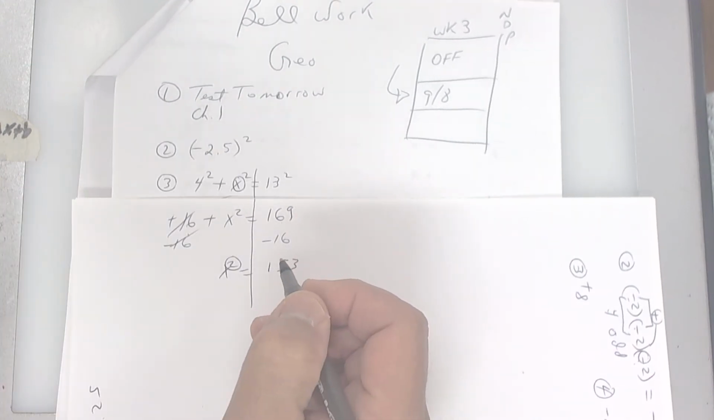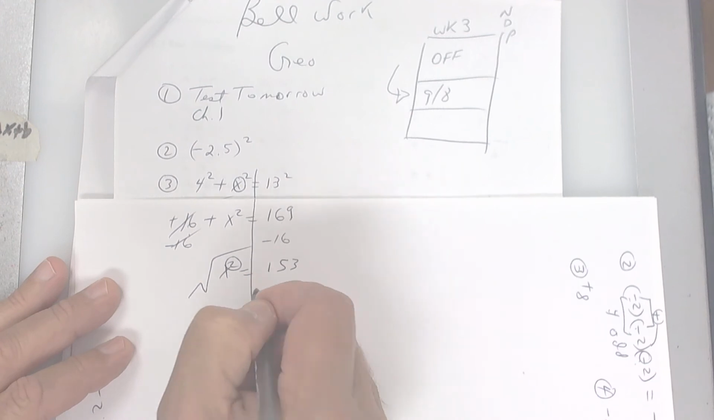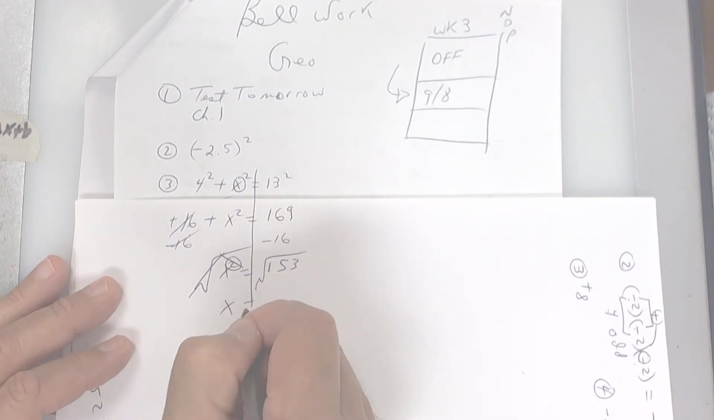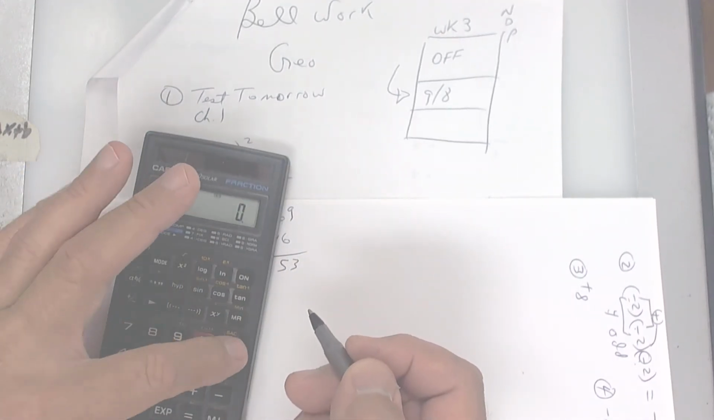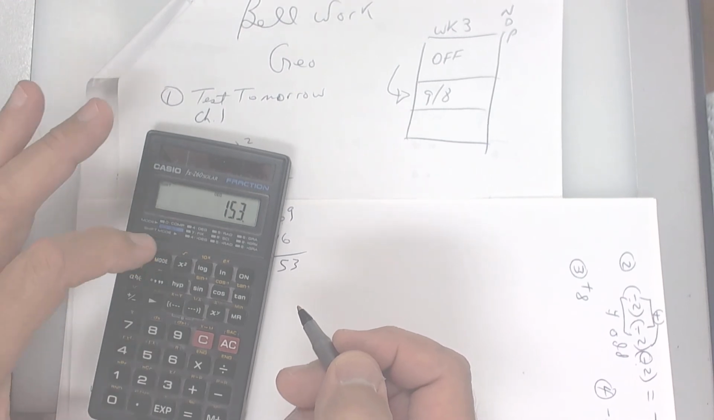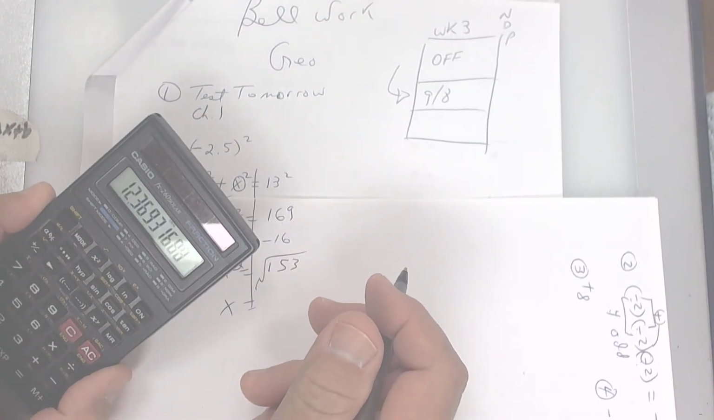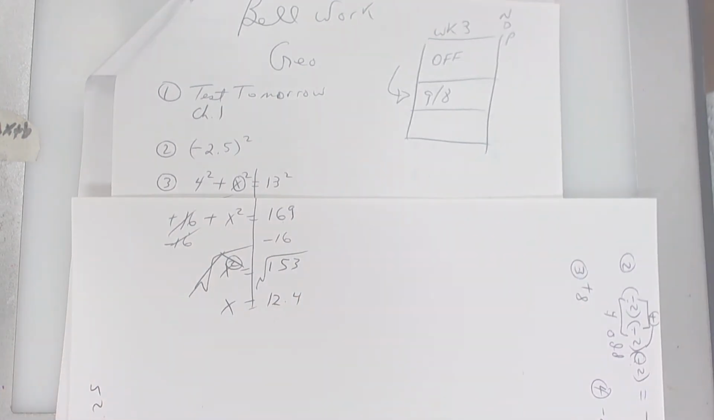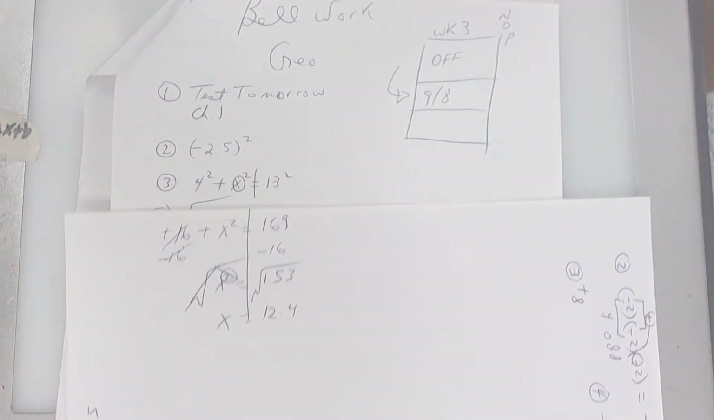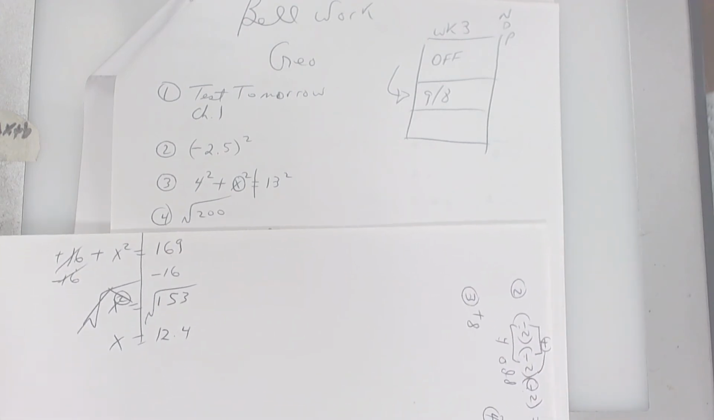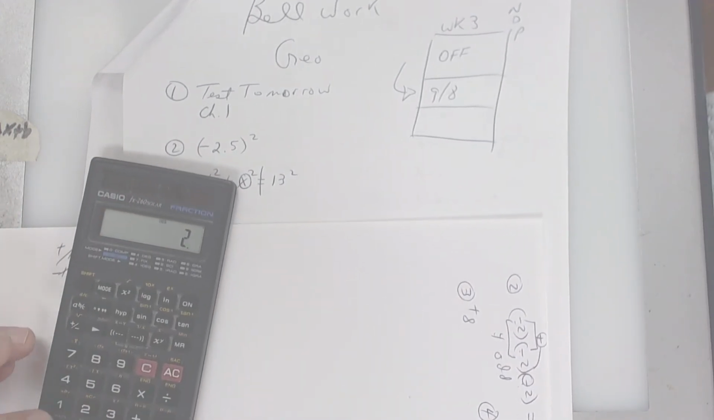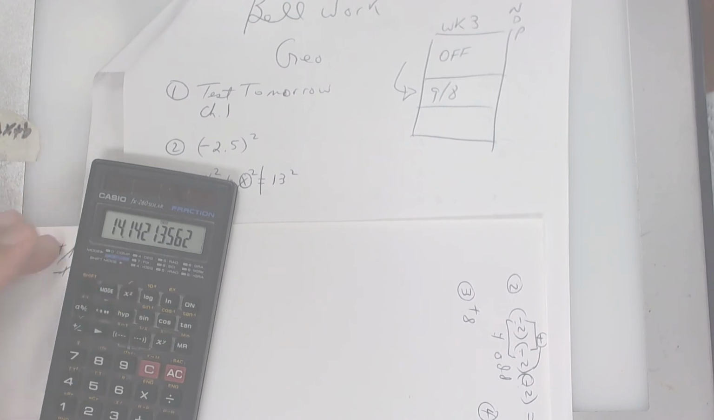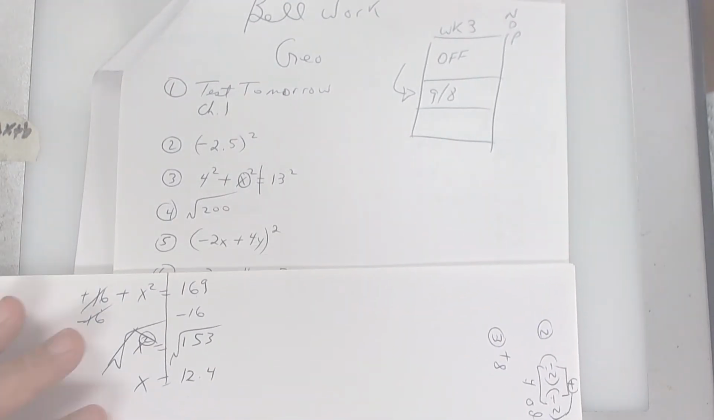153. Now, to get rid of the square, you do a process called the square root. So that cancels, and you get the square root of 153. So 153 shift square root, I get 12.4. You're going to have a calculator with square root on it to pick the answer, okay? It's multiple choice. The next one is the square root of 200, real simple. 200 shift square root, and I get 14.1.